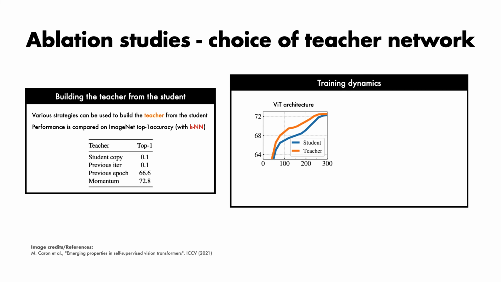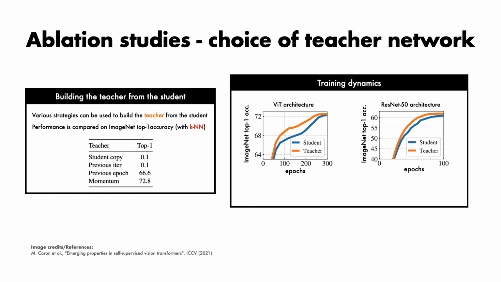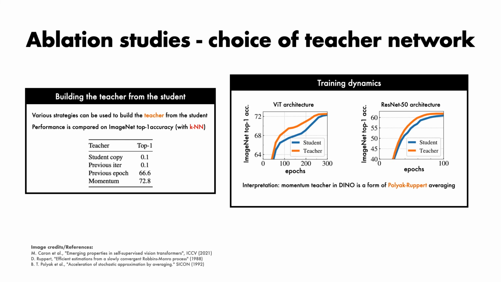This plot depicts the evolution of performance for the student and the teacher with a ViT architecture. The x-axis depicts epochs, and the y-axis depicts ImageNet top 1 accuracy. We observe that the teacher always outperforms the student, a trend that is preserved when a ResNet 50 architecture is used instead of a ViT architecture. The DINO authors interpret the momentum teacher in DINO as a form of Polyak-Ruppert averaging. In essence, DINO is using model ensembling as a way to provide higher quality predictions to guide the student.